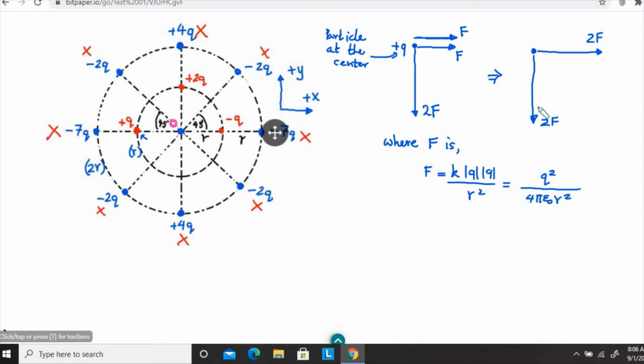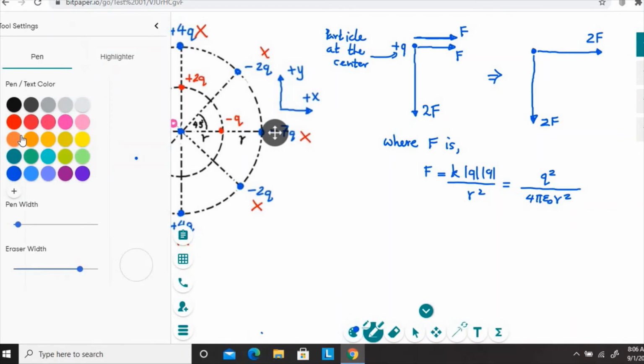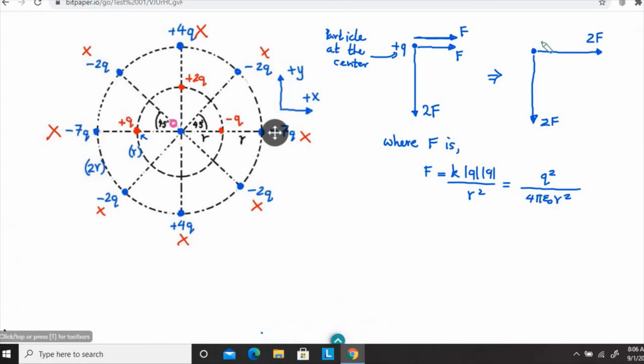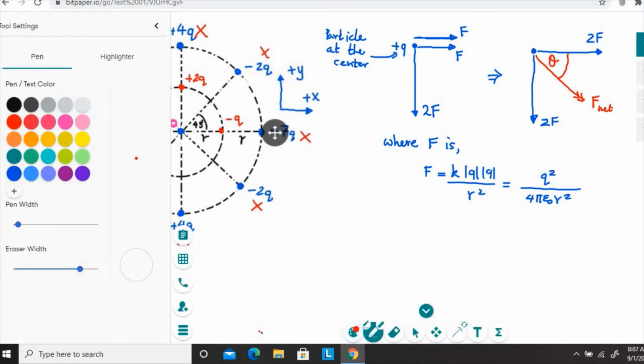But we are not done yet. We need to find the magnitude of the net force. So let me show the net force using a different color. Let's say that the net force goes like that, and I'll call it F net. And let's say that it makes an angle theta with the positive x-axis, and it's pretty much obvious to you that it's symmetric, and this angle, if this is 90 degrees, this angle should make 45 degrees. But let's show that nonetheless.